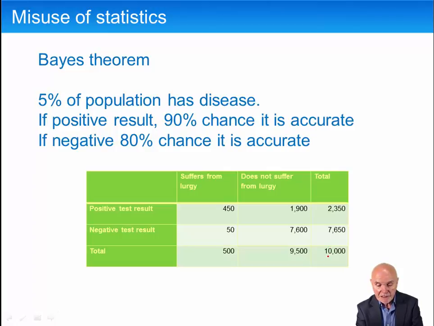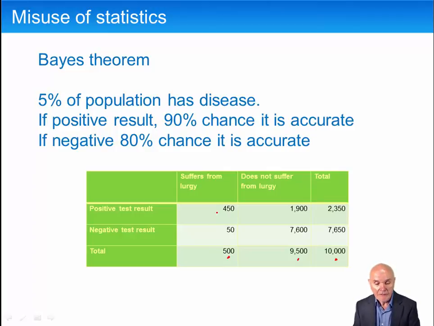Here's a population, let's take it as 10,000. We know that 5% of those, so it's going to be 500, really do suffer from the lurgy, this particular disease. And the rest of the people, 95%, do not. They are definitely negative. So we know that we have these people here who have the disease in here.